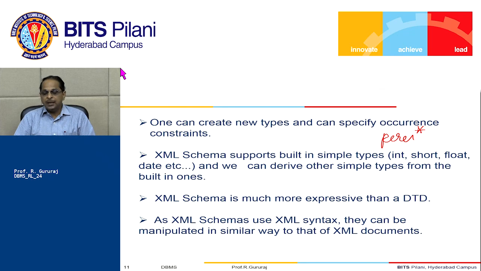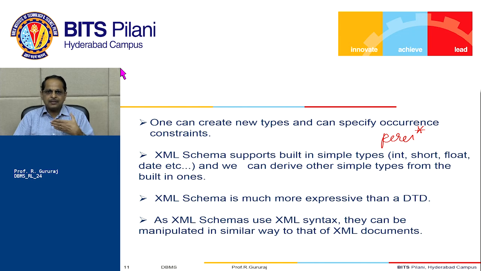XML schema supports built-in simple types: int, short, float, date, all these are supported. But if you look at the DTDs, the only data type that is supported is the character string. And in XML schemas, based on these simple types, we can also derive other simple types, based on these built-in data types. XML schema is much more expressive than DTD. And one more very big advantage of XML schemas is that the syntax of XML schema is like an XML document. It follows the syntax of XML documents.